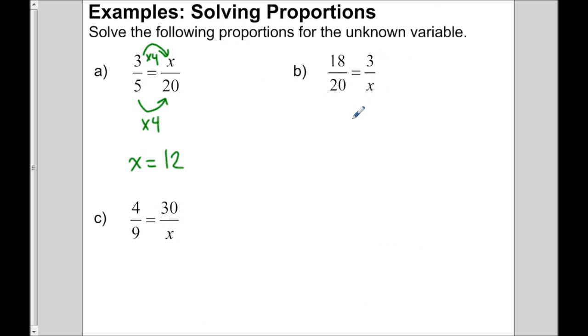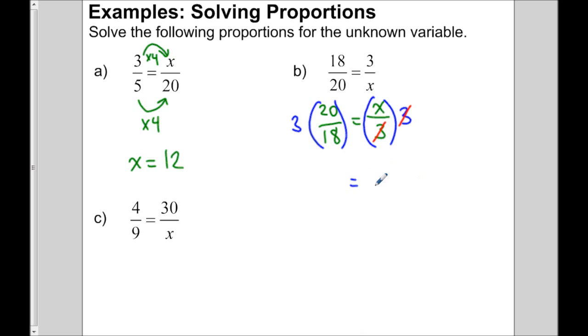Well, if you can imagine, we can flip this upside down. I'm allowed to do that as long as I flip the other side upside down. So I'm going to do that as well. All right, that's perfectly within the rules. So now x is on the top, so I can do that method of multiplying both sides by the denominator under x.